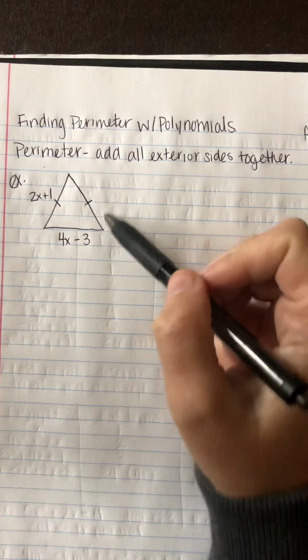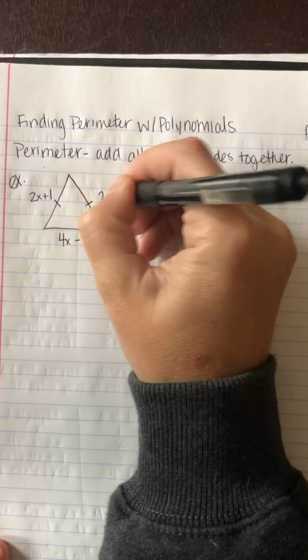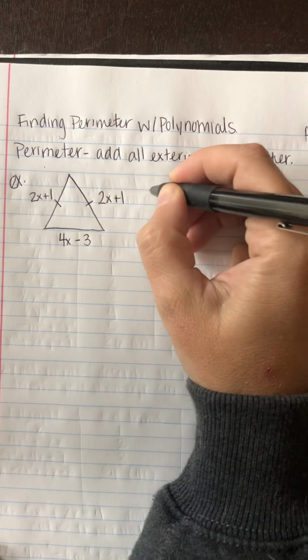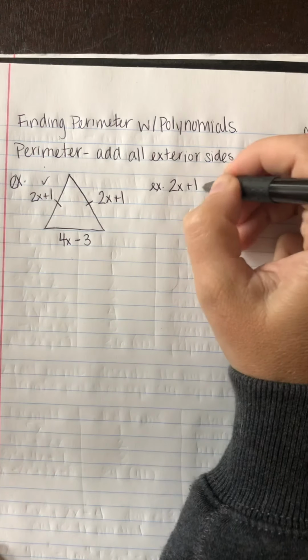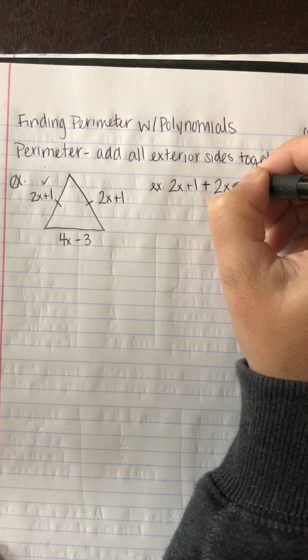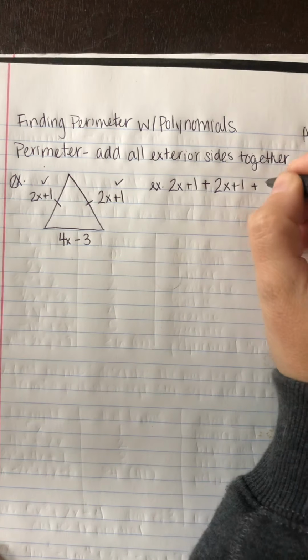Very first thing is if you do have a side that's not labeled, you want to go ahead and label it. So we'll go ahead and put 2x plus 1. And it's beneficial to go ahead and write all of this out. That's one way you could do it. So we're going to write out 2x plus 1. And I like to kind of check off as I go. Plus, because we're adding all of these sides together, another 2x plus 1. Plus, and then we're going to add 4x minus 3.